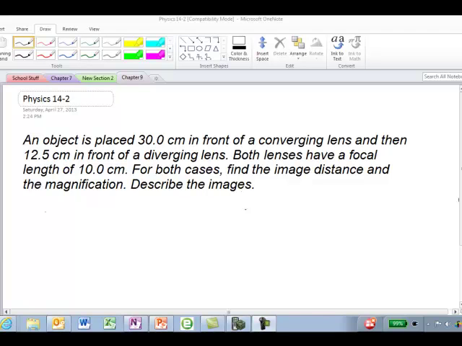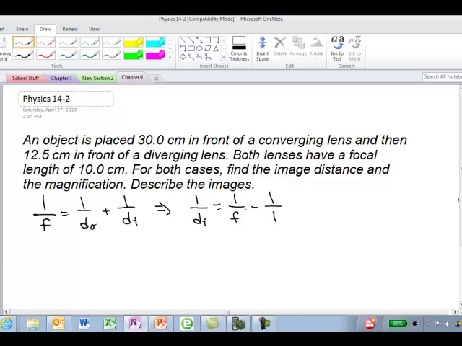We'll move to this workspace so that we have some place to work, and I've copied the problem here so you can see that. Let's work with the converging lens first. Our lens equation, 1 over f is equal to 1 over dO plus 1 over dI, which is equivalent then to, if we solve this for dI, 1 over dI is equal to 1 over f minus 1 over dO.